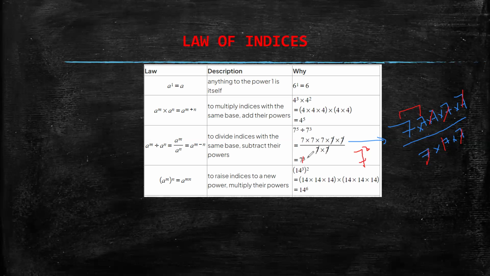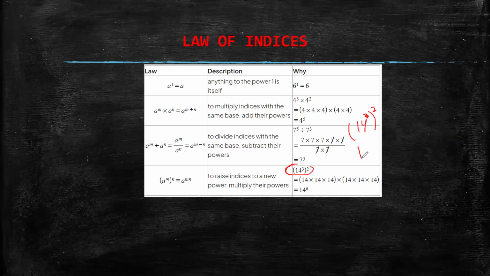That's the third rule. Now, rule number 4. When we have a power to power, you can see the example. To raise indices to a new power, multiply their powers. So you can see the example, 14 raised to the power 3 and then in brackets, we have another power 2. Remember that if you get this situation, you just need to multiply the powers. 3 twos are 6. So now 14 raised to the power 6 is the correct answer.